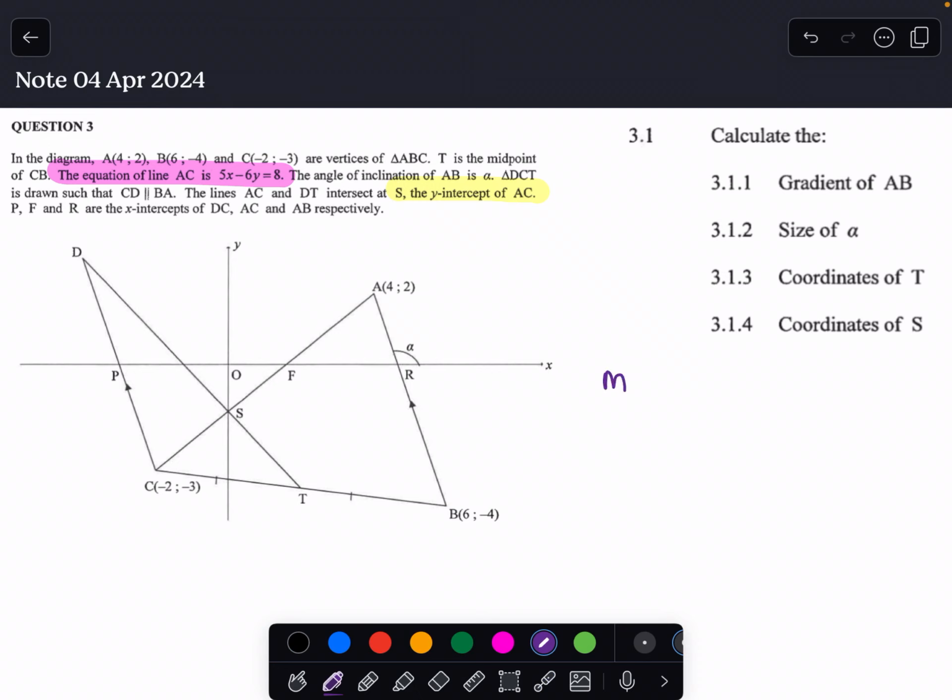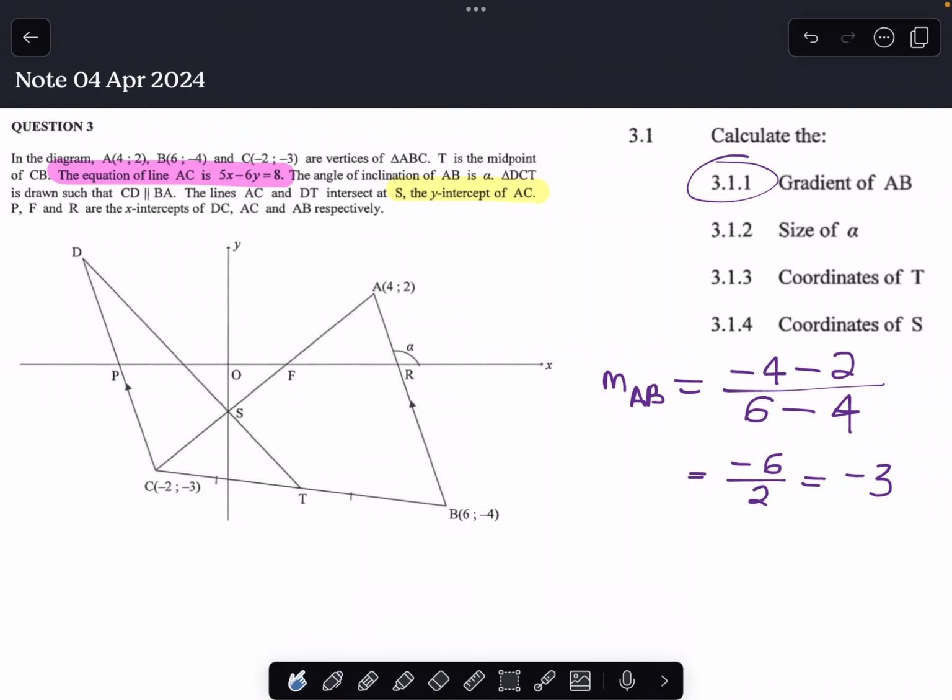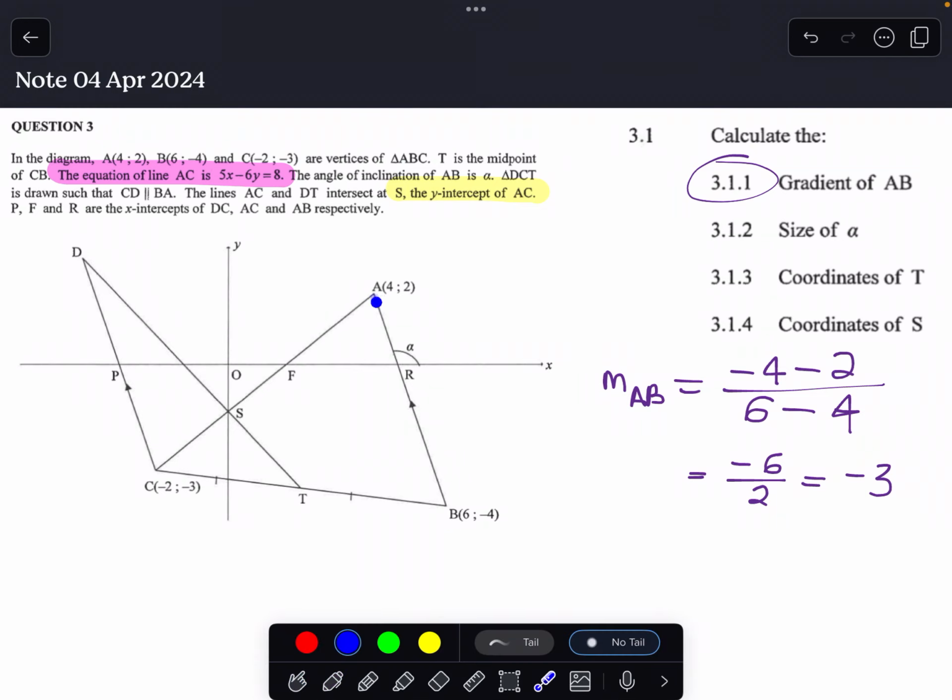So the gradient of AB will be the y-coordinate of A or B. I'm going to start with B. Y-coordinate of B minus the y-coordinate of A divided by the x-coordinate of B minus the x-coordinate of A. Alright, and that is negative 6 divided by 2, which is negative 3. Yes, negative number makes sense because our line is giving decreasing vibes, not increasing vibes, so that feels good.